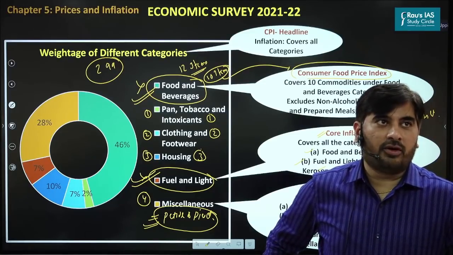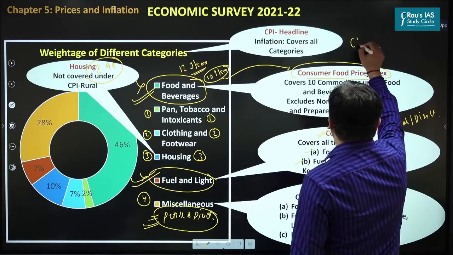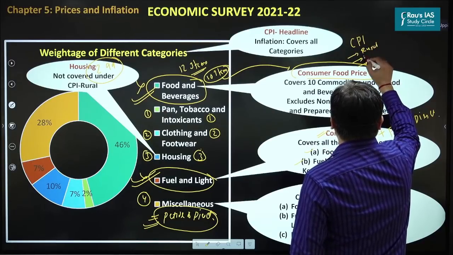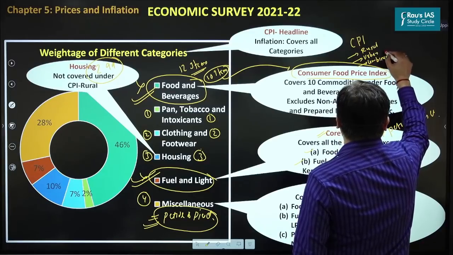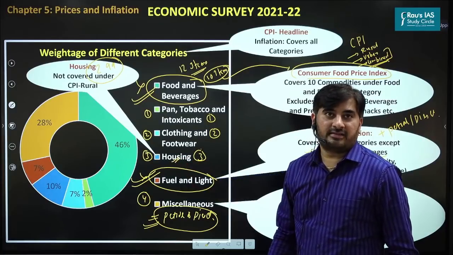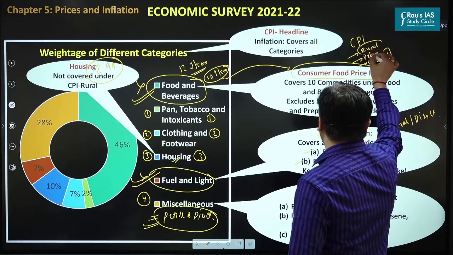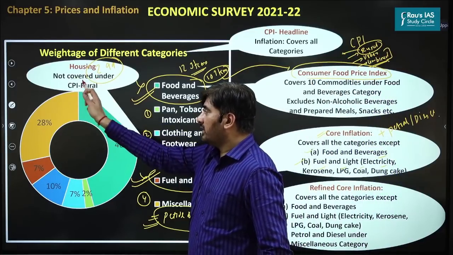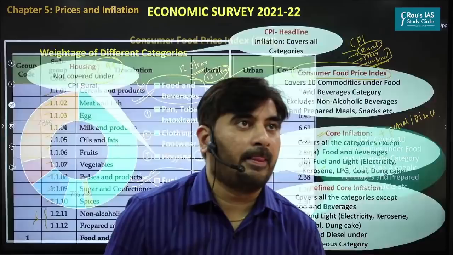And last and most important is, see, when we measure CPI, Consumer Price Index, it is measured at 3 levels: CPI rural, CPI urban, and CPI combined. For measuring CPI urban and CPI combined, we take into account the inflation in housing prices, but for measuring CPI rural, housing prices are excluded. So I said housing is not covered under CPI rural. Please remember this from the perspective of prelims examination. Okay.